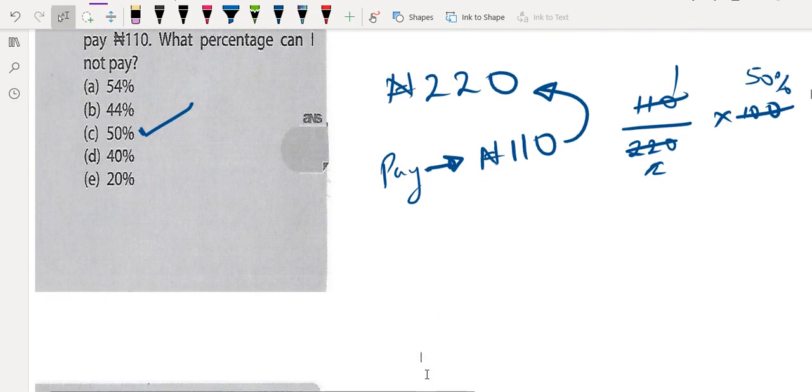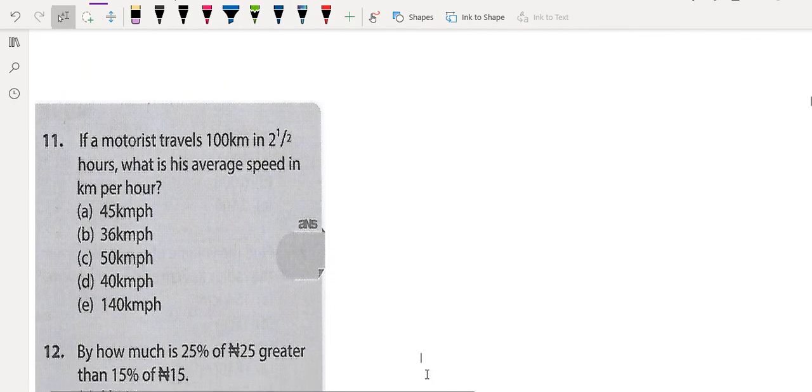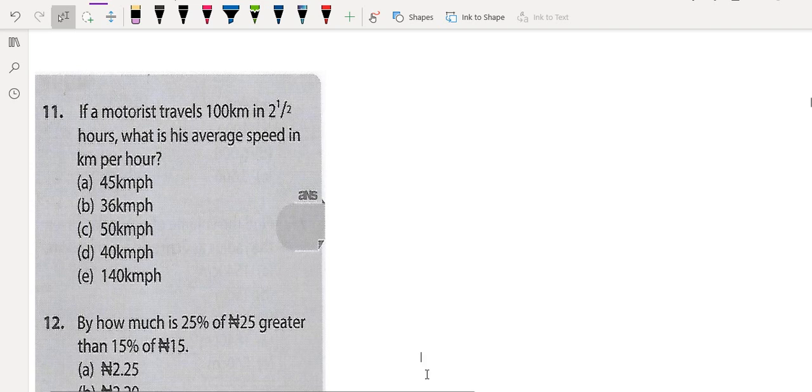Number 11. Read for me. If a motorist travels 100 kilometers in 2.5 hours, what is the average kilometer per hour? Solve. Number 11. Write 11 and solve.